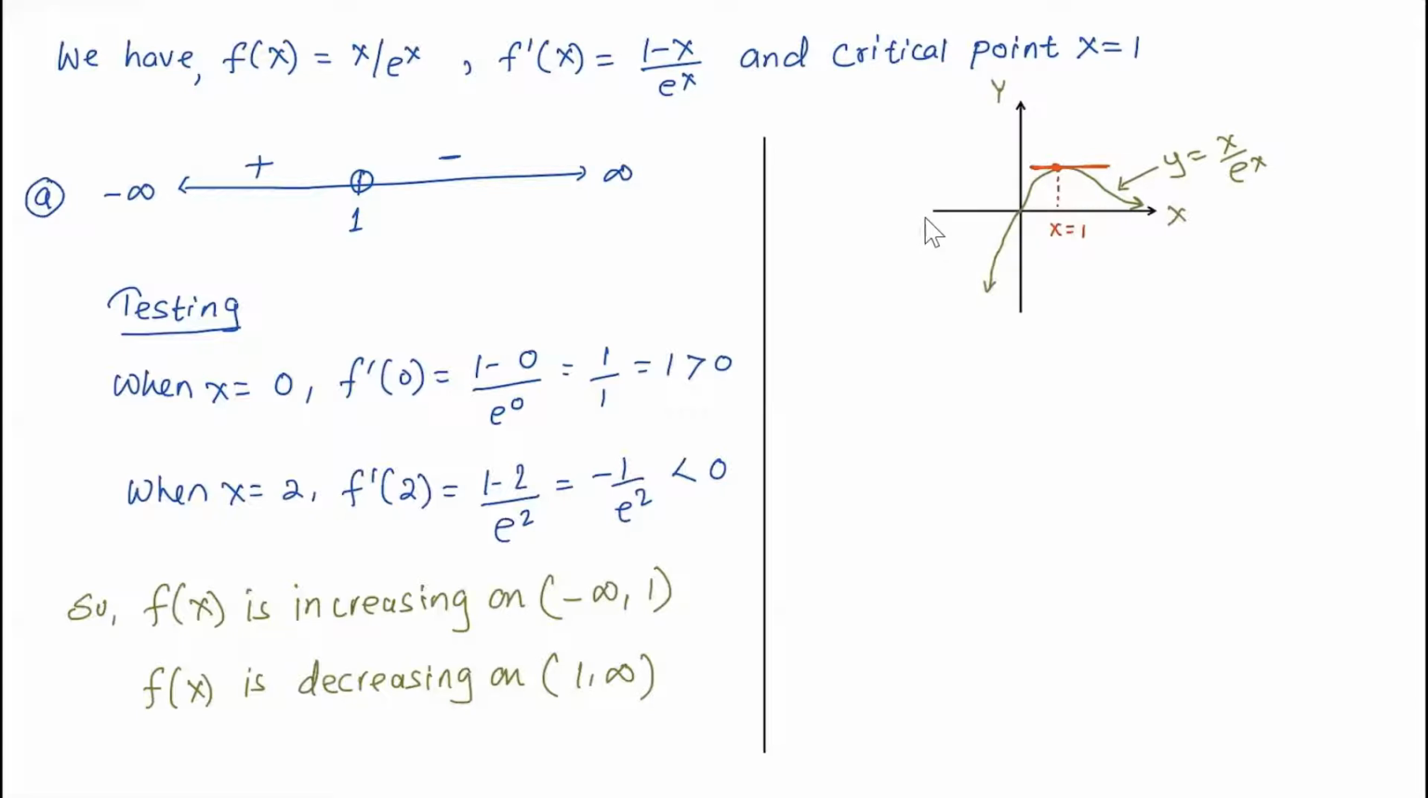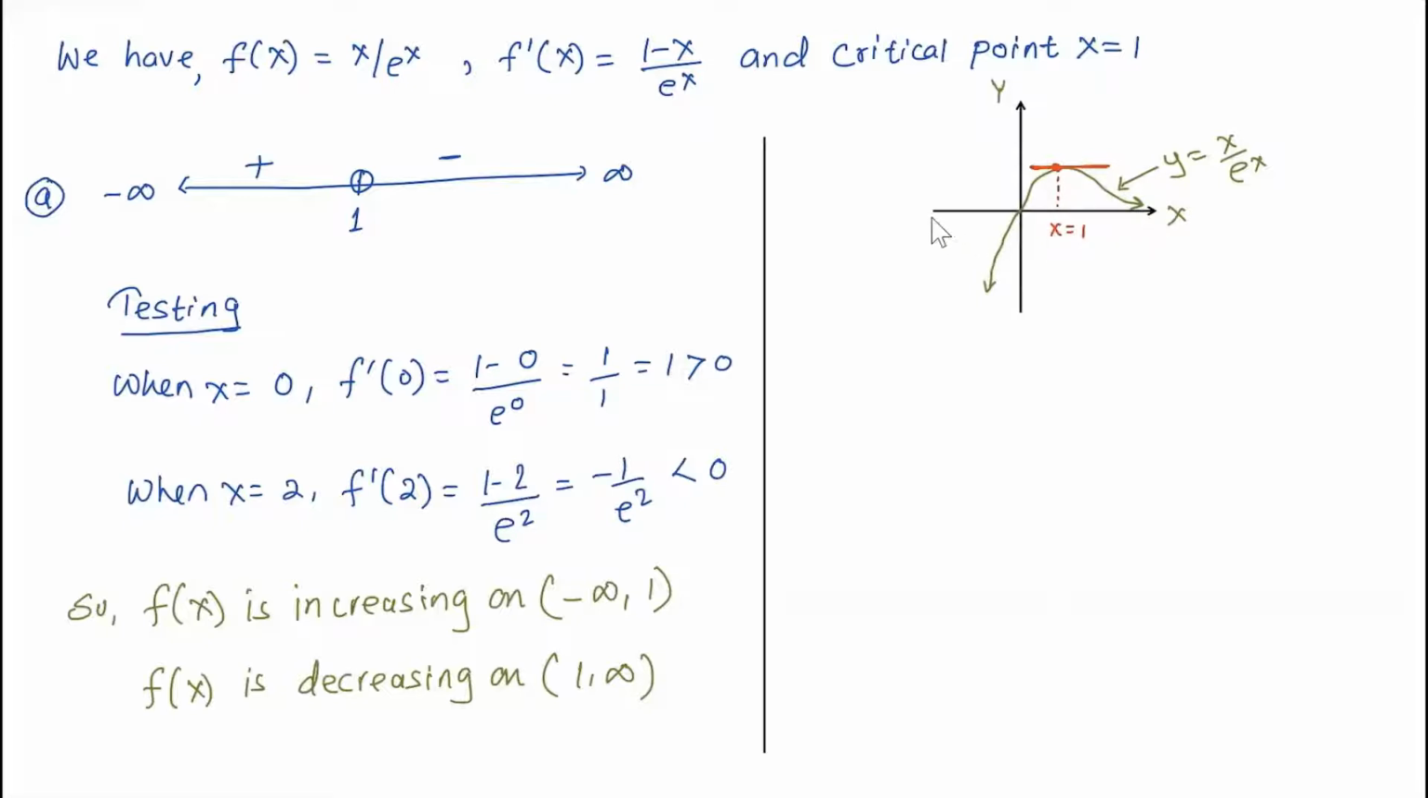When you go from negative infinity up to 1, that's from left to right, you can see that the function is going up, the function is increasing. That's the meaning of that. Whereas after x equal to 1 all the way up to infinity, the graph is going down, it is decreasing, you can see there.